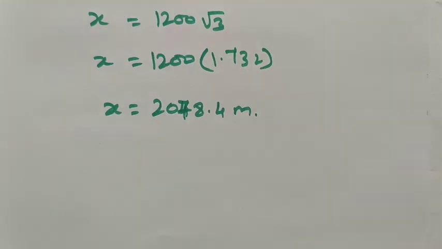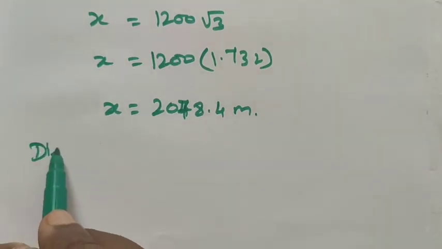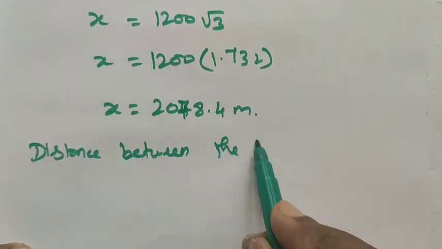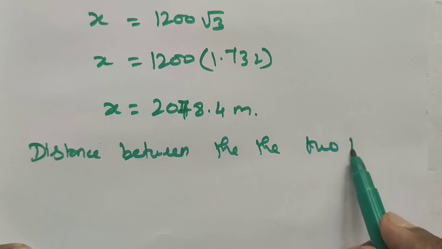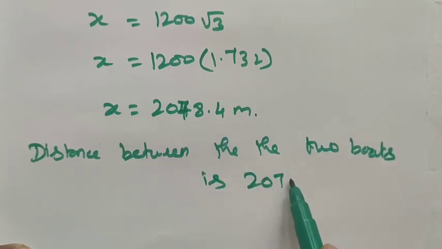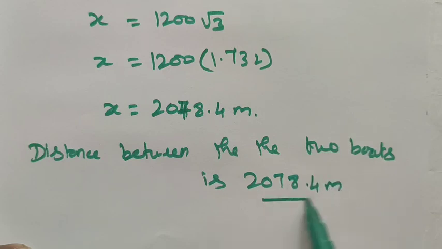When we multiply this, we get 2078.4 meter. So the distance between the two boats is 2078.4 meter. That is the answer.